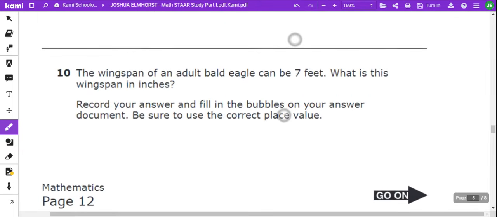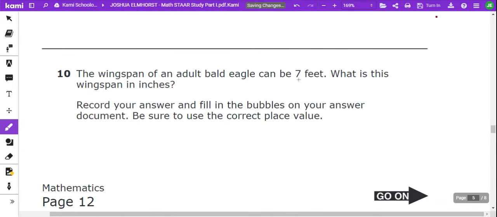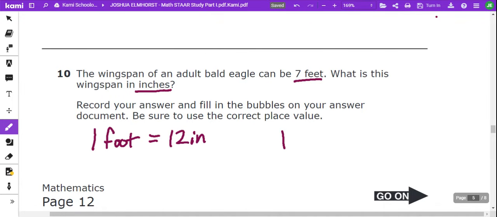Yeah, number 10. So the wingspan of an adult is going to be 7 feet. And what is that going to be in inches? So look up your STAAR reference chart. You're going to see that 1 foot is equal to 12 inches. So we're going to use that in the unit conversion. So 1 foot, 12 inches.